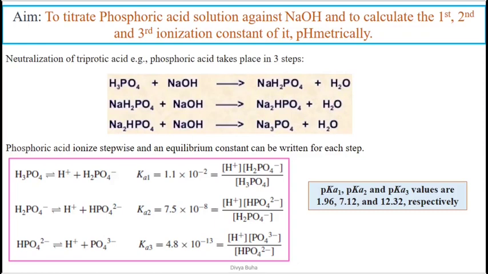The aim of the practical is to titrate the phosphoric acid solution against NaOH and to calculate the first, second, and third ionization constant of it pH metrically. So basically, in this practical, we will be titrating phosphoric acid against NaOH, and during the course of the titration, you have to determine the pH values using a pH meter, and using those values, you have to find out the first, second, and third ionization constant of phosphoric acid.